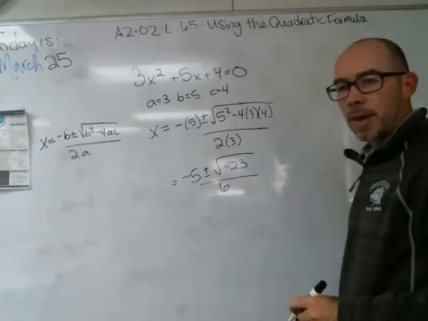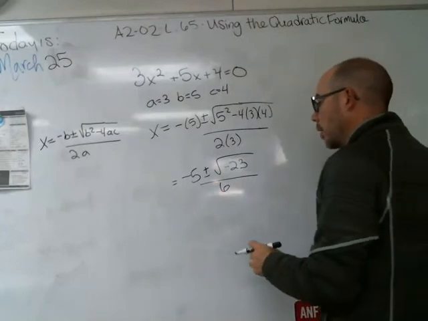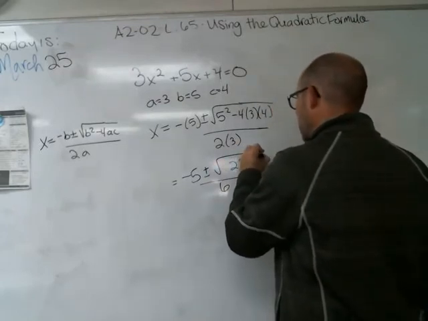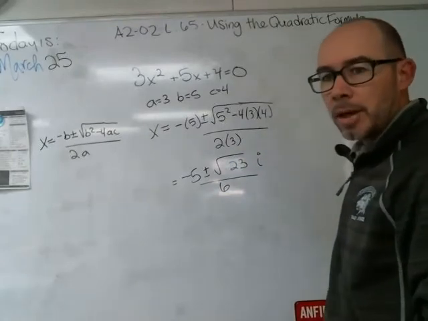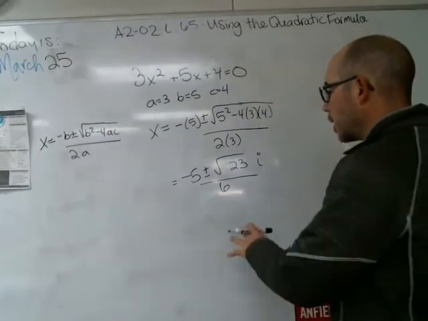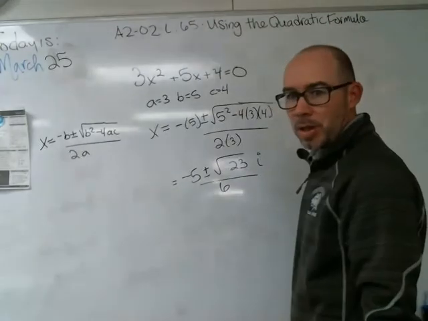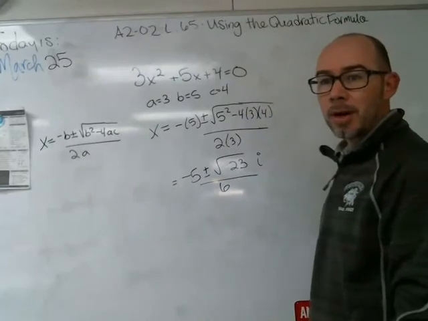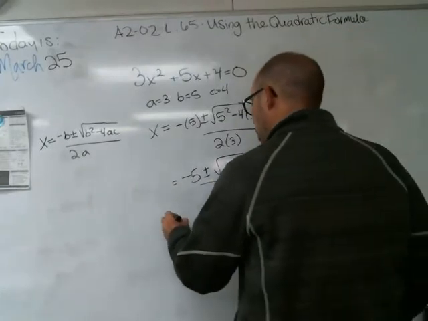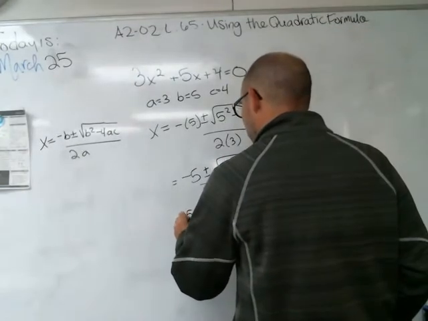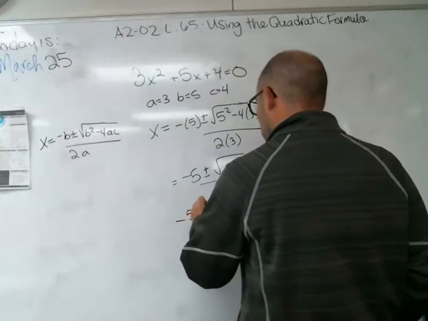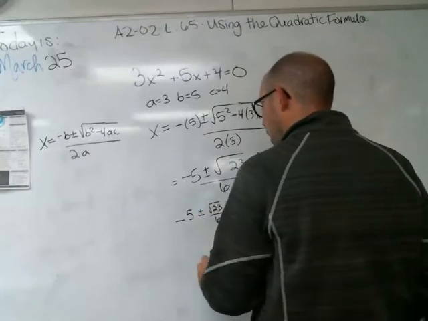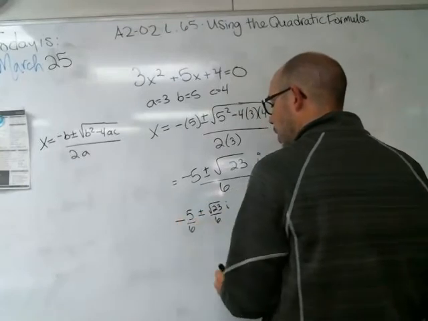There's our negative thing, and now we know what to do with that. We're going to call that square root of 23, which is prime, times the square root of -1, which is i. And we need to split this up into two pieces, and write this in the right form for a complex number. So what we've got here is -5 plus or minus square root of 23 over 6 i. That's also a 6 over there.